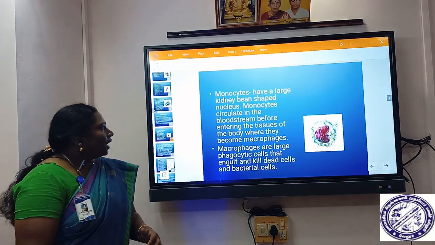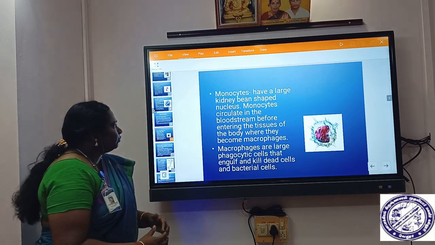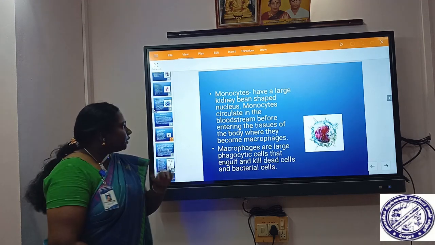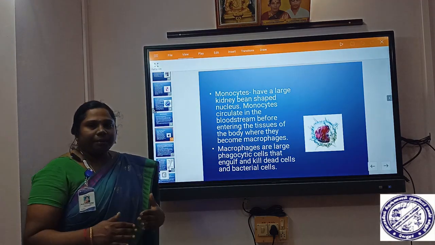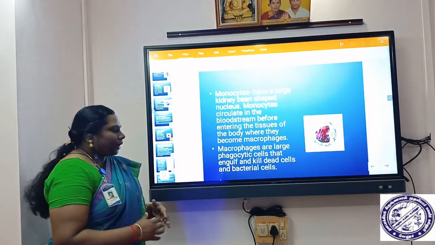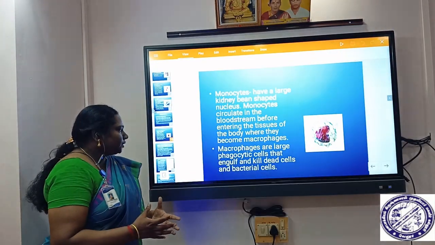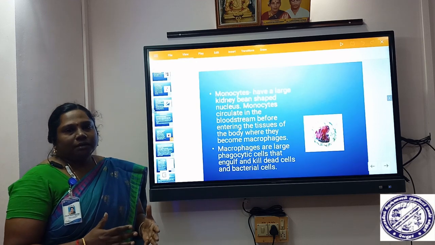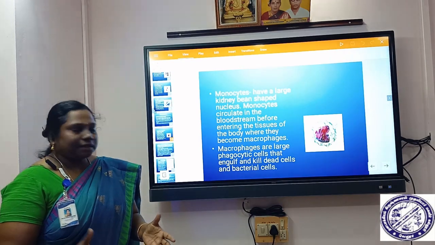Monocytes, they have a large kidney bean-shaped nucleus. They circulate in the bloodstream and they become macrophages. The macrophages are larger phagocytotic cells which engulf and kill the damaged cells and bacteria.